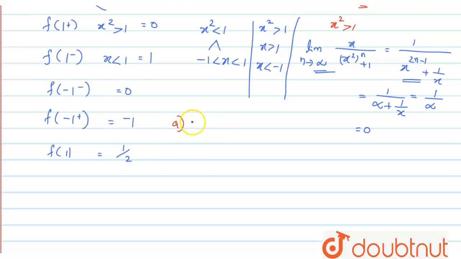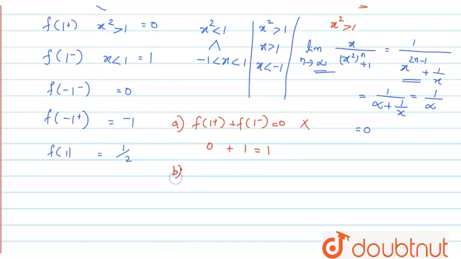For option A, it is f of 1 plus f of 1 minus equal to 0. We have to check whether it is true or false. So f of 1 plus is 0, plus f of 1 minus is 1. So that is equal to 1, but it is not 0, so option A is not correct.